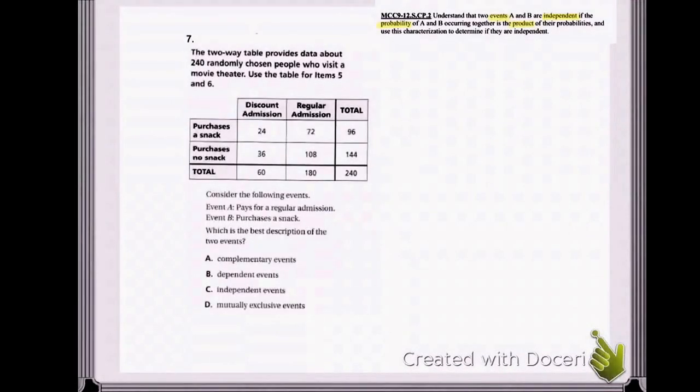Number 7. The two-way table provides data about the 240 randomly chosen people who visit a movie theater. Consider the following events. Event A pays for regular admission. Event B purchases a snack. Which is the best description of the two events? So regular admission is A, purchases a snack is B.